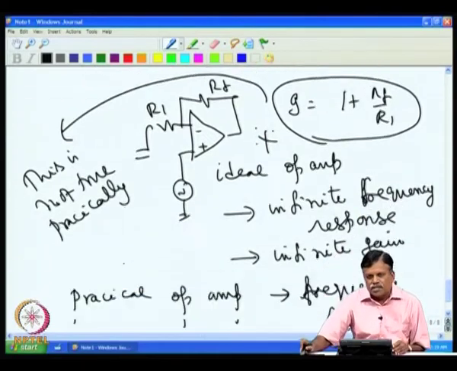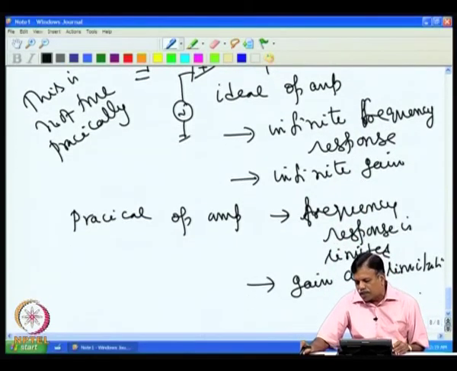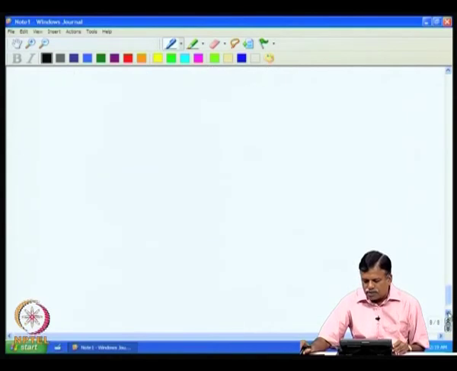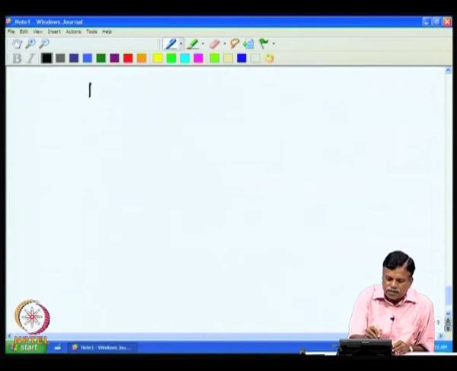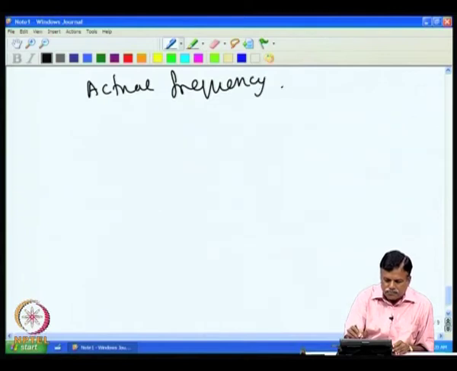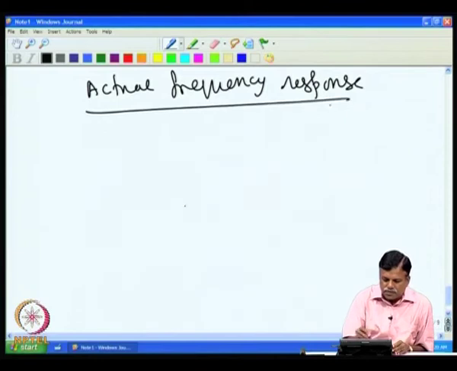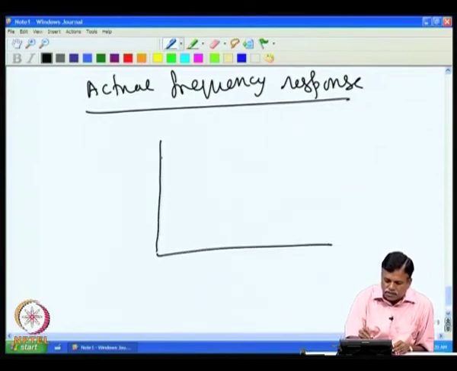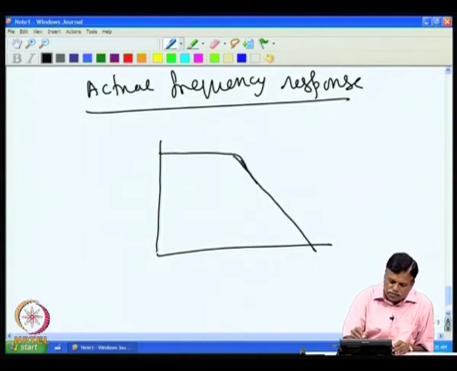So, what is the new frequency response curve that you get considering this limitation? The actual frequency response will be like this. If you look at the actual frequency response, it looks like this: you have the open loop gain after compensation, which comes like this, a single pole response, frequency versus gain.